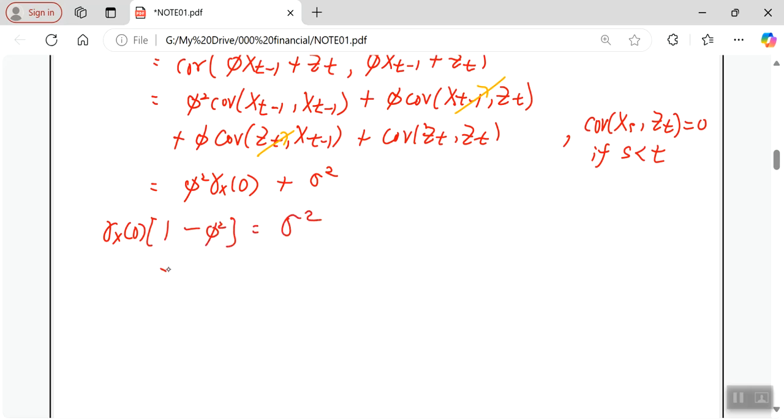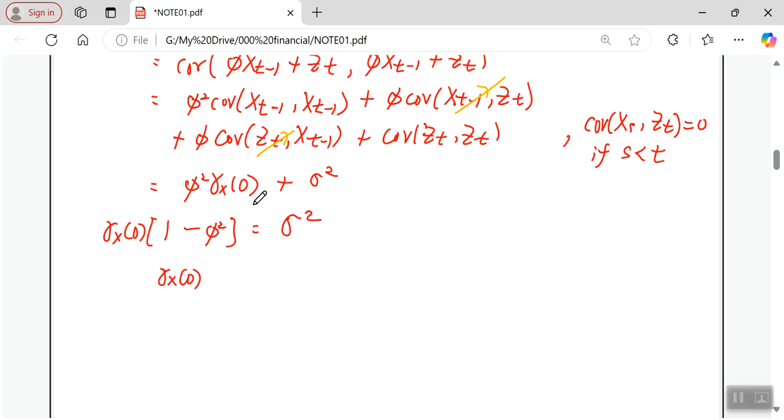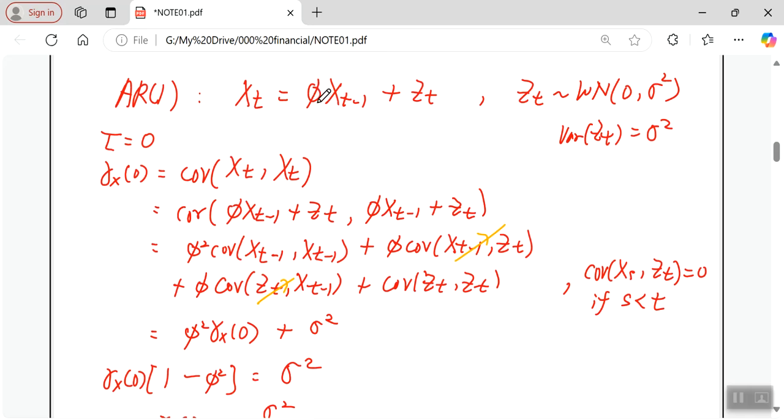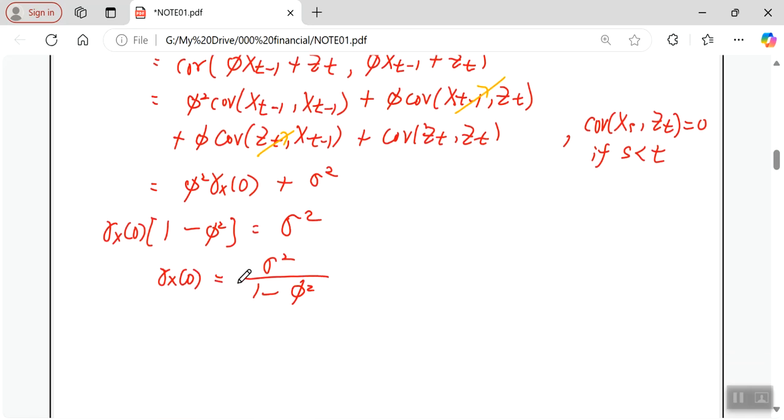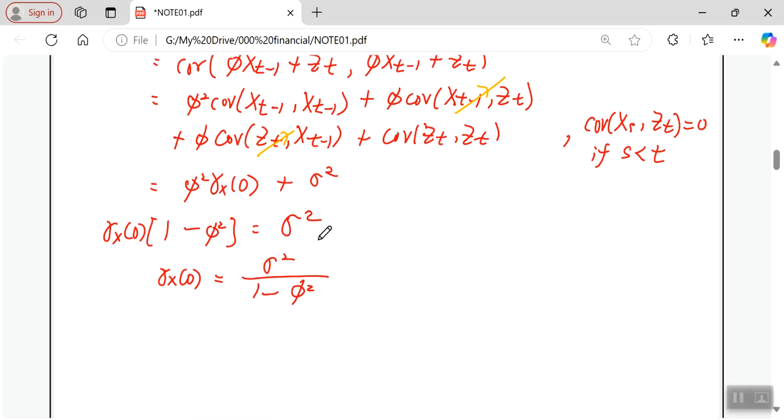In other words, the variance of the X series, or Xt here, is equivalent to sigma squared over 1 minus phi squared. So the coefficient phi is going to determine the variance of Xt in this AR1 model.